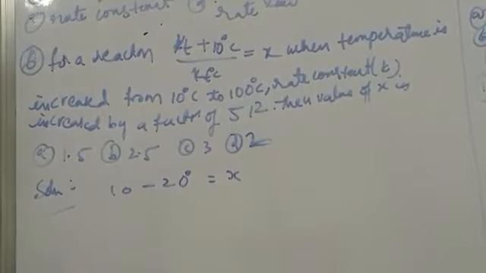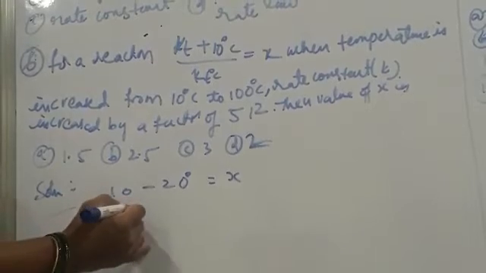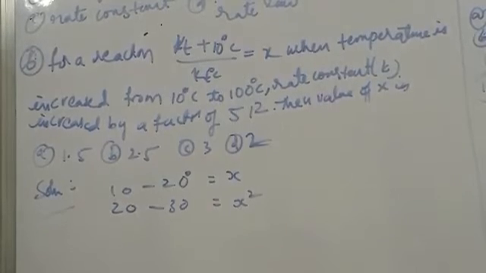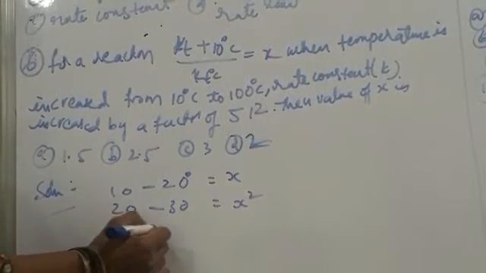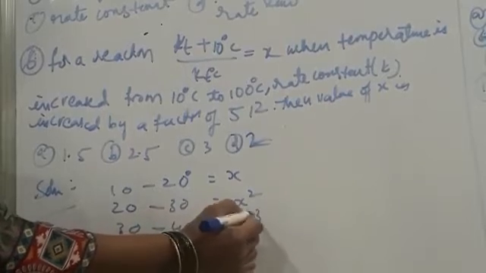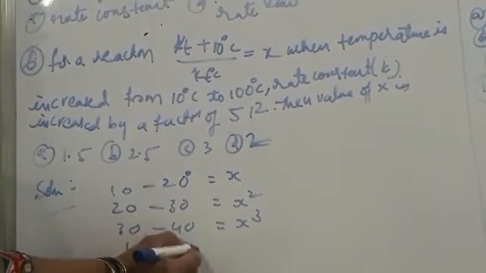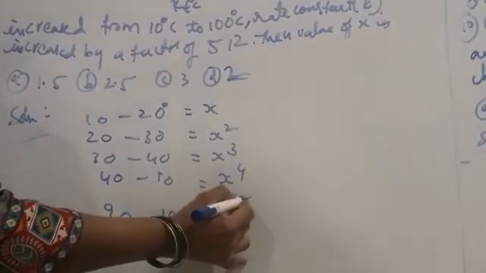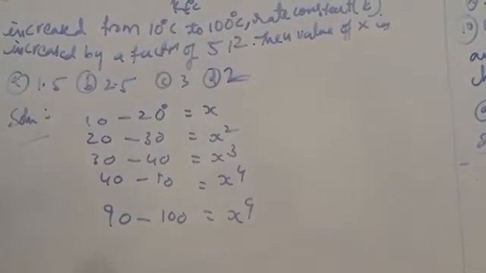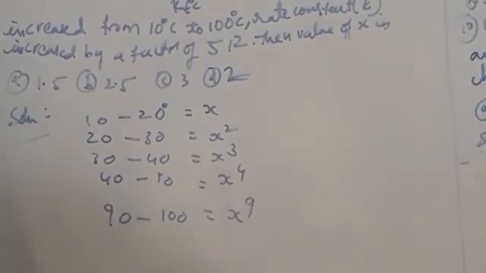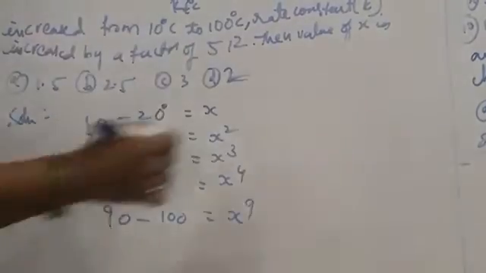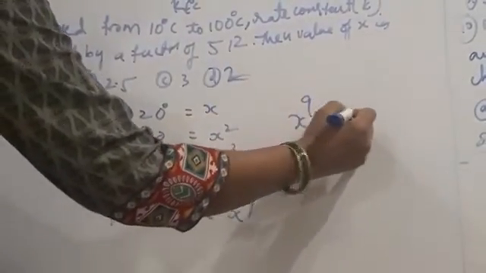And 20 to 30 degrees, it will become X square. 30 to 40 degrees, it becomes X cube. 40 to 50, X to the power 4. Like that, 90 to 100, it becomes X to the power 9. So, X to the power 9 is equal to 512.